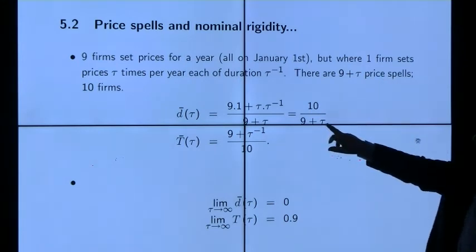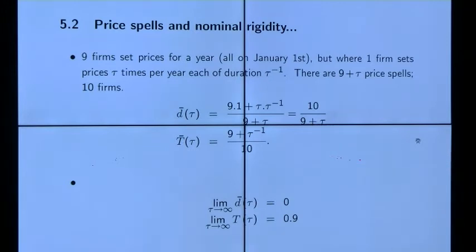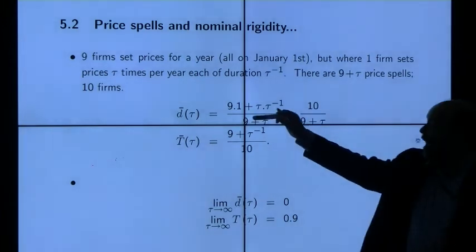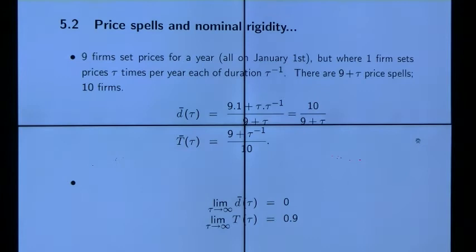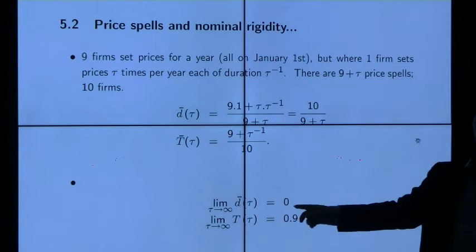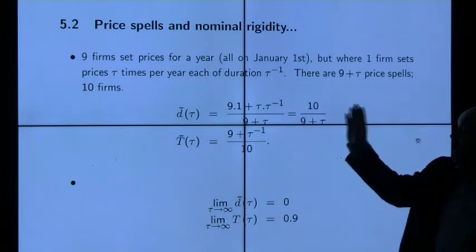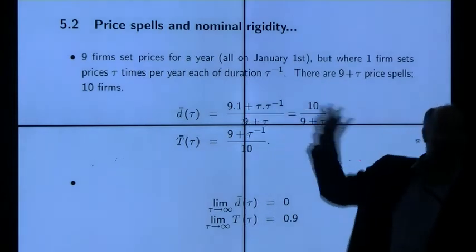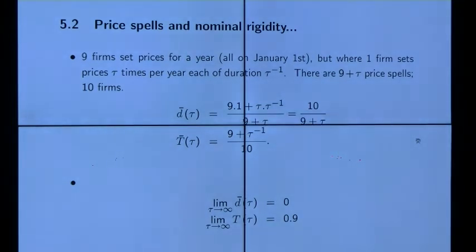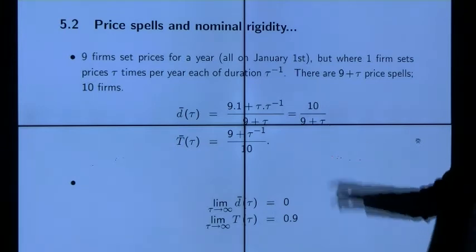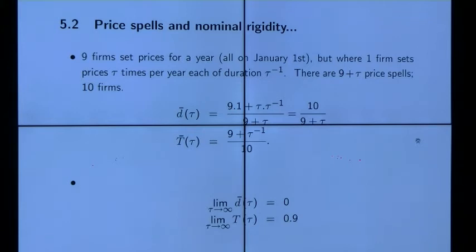And as τ gets bigger, the denominator will get bigger and bigger. The numerator remains the same because the τ and 1 over τ cancel out to give us 1. And in the limit, as τ goes to infinity, the mean price spell will go to 0. What's happening here is we've got 9 one-year price spells, and the 10th firm is just generating more and more price spells as τ gets bigger. If we're averaging over the price spells, those short price spells come to dominate, and eventually the average price spell will go to 0.